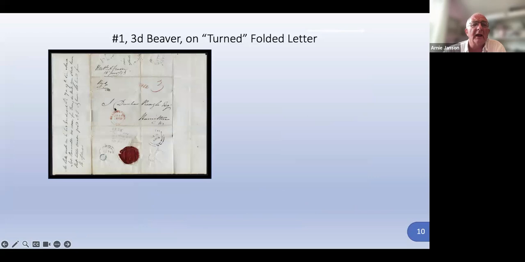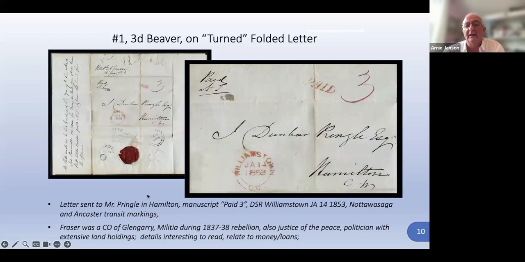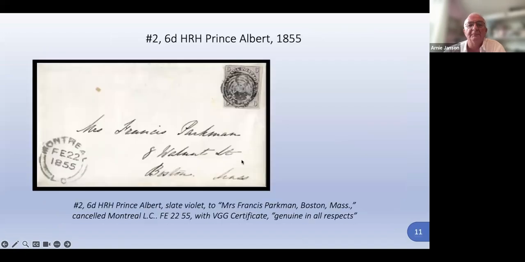He puts on here, as it's paid, Alexander Fraser, paid 3, to a Mr. Dunbar Pringle. And in this letter, he's basically saying, well, Mr. Fraser owes me money. Don't put him in jail. Be gentle. He was also the Justice of the Peace, politician, very interesting really. And he was a commanding officer of the Glengarry militia during the rebellion there.